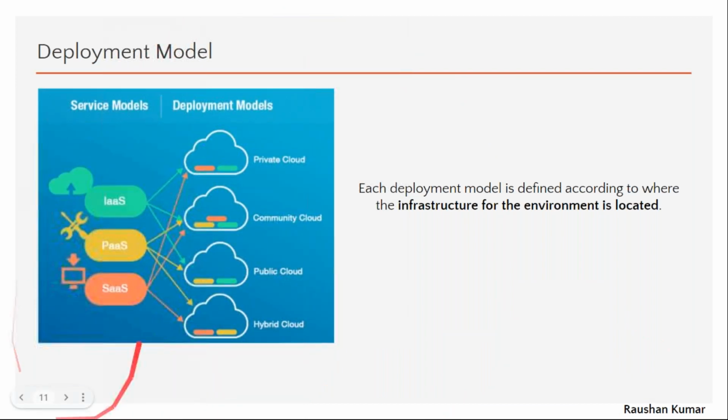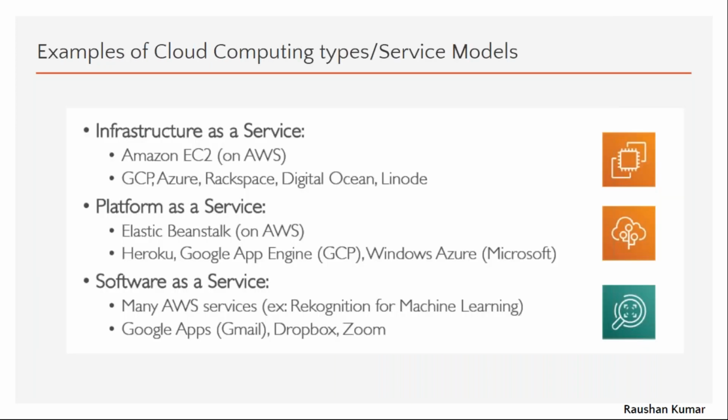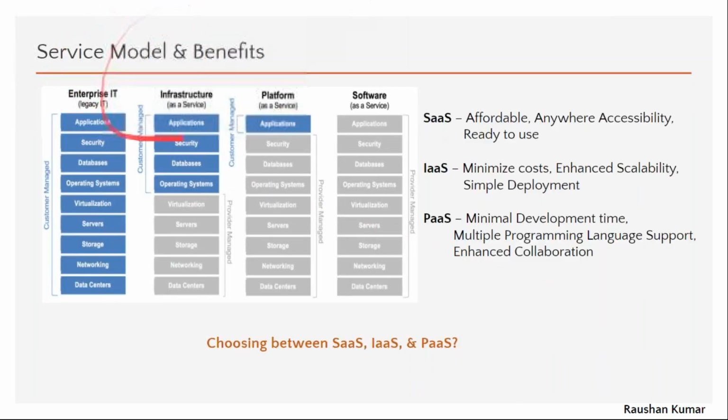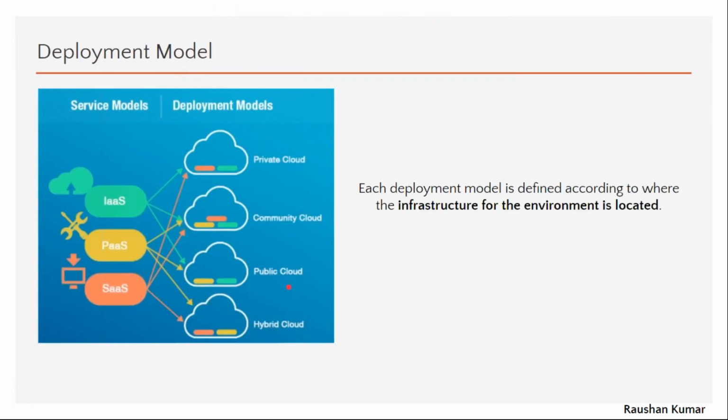This is all applicable to all the service models that we have. Software as a service can apply to private cloud, community cloud, public cloud, or hybrid cloud. Platform as a service is also applicable to all the deployment models. Infrastructure as a service is applicable to all the deployment models. Each deployment model is defined according to where the infrastructure for the environment is located. That's the simplest example. When you talk about cloud, two terms come up: the service model, which is how you leverage the cloud service provider, and the deployment model. These are the deployment models that you have.